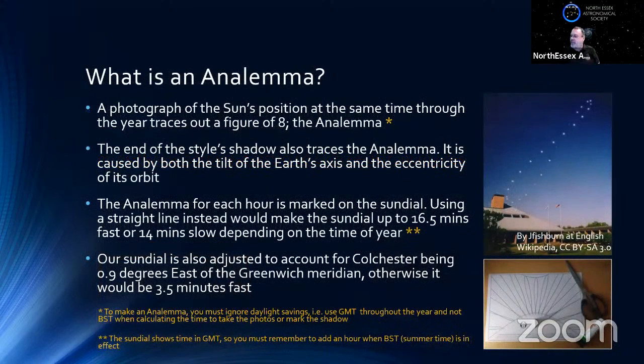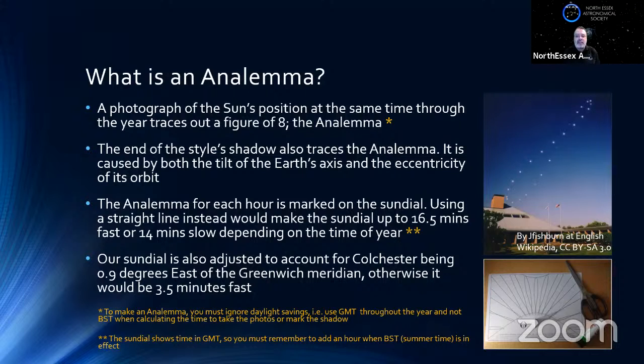Why does it work? Well, it's called an Analemma sundial, because if you take a photograph of the sun, as we've got here, from the same spot at exactly the same time every day, or numerous days throughout the year, you'll see that the sun traces out this big figure of 8 shape, which is called the analemma. Now, this is only true if you stick to one time method. So you use GMT to measure your time for taking your photographs. If you use BST, then it will go wrong. Just stick to GMT through the whole year.